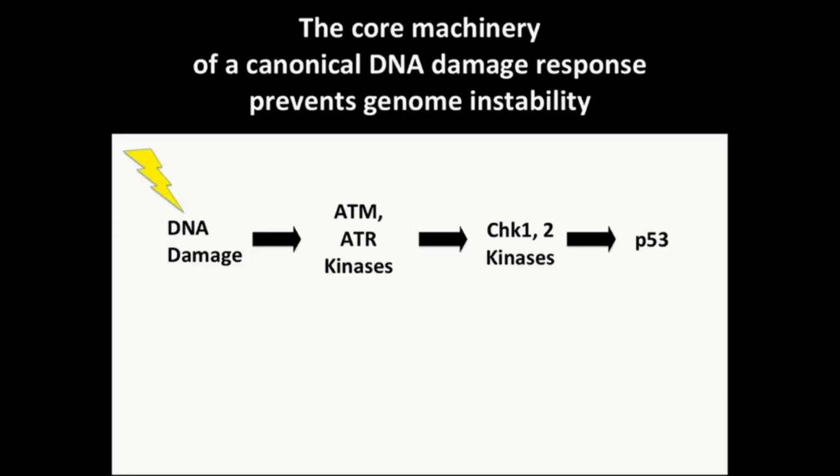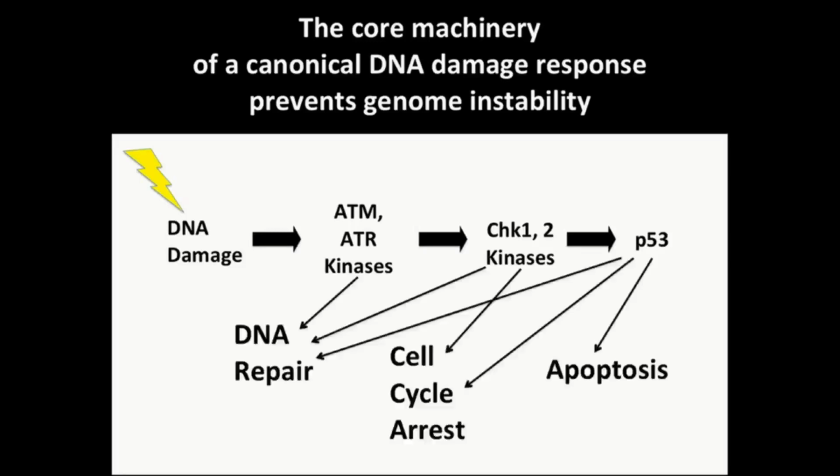When a cell encounters DNA damage, a kinase cascade mediated by the ATM and ATR kinases will then activate the CHEK1 and CHEK2 kinases, and then this usually converges on the p53 transcription factor to repair broken DNA, stop the cell from dividing with this damage, and also to undergo apoptosis if the damage is too severe. So this is a balance against pro-genome instability factors.